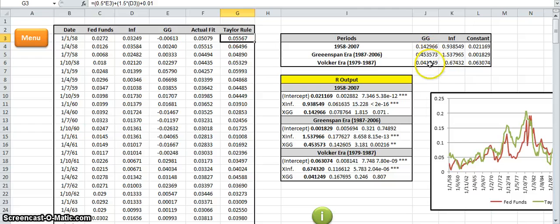First off, we have the growth gap coefficient of 0.1423. So this is well below what Taylor suggests as the weight you should be putting on the growth gap of 0.5. If you look at inflation, it is 0.94. This is again well below the 1.5 weight suggested by Taylor.